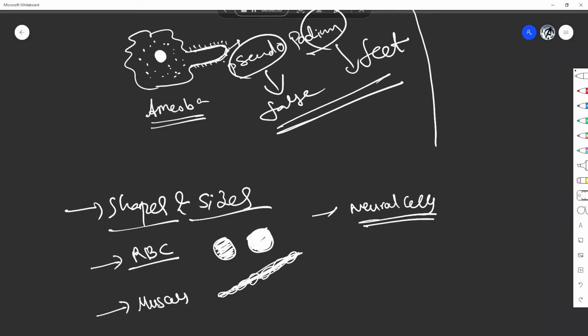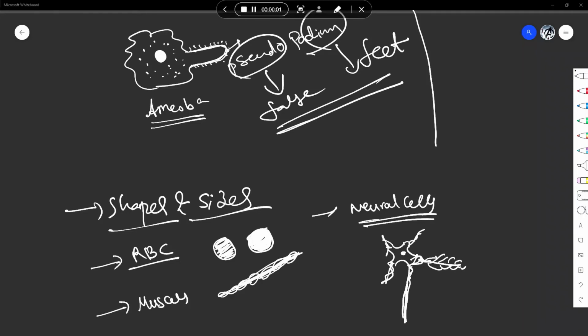And if you take neural cells, these are the cells which send impulses to your brain, which help your brain receive signals and communicate to the other body parts. These are long, rod-like things, and they have this networking. These are neural cells. So the shape and size of the cell is different. There is no definite shape or size for a cell.